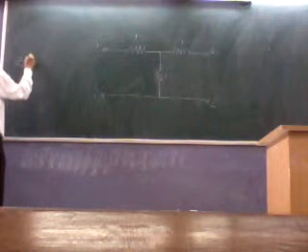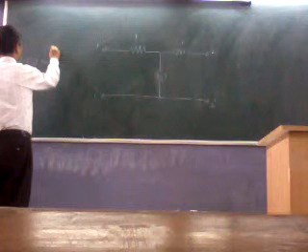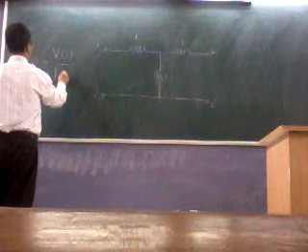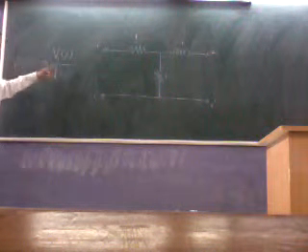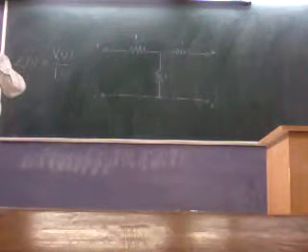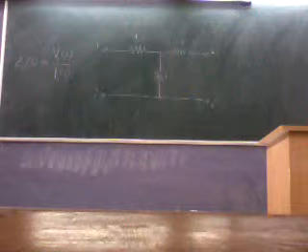So we define one network function as Z11(s), which is equal to V1(s) upon I1(s). You can treat it in either way. Connect some voltage v1(t), find i1(t), find the Laplace transform of v1(t) and i1(t), and take the ratio. That is one way in which we can analyze.